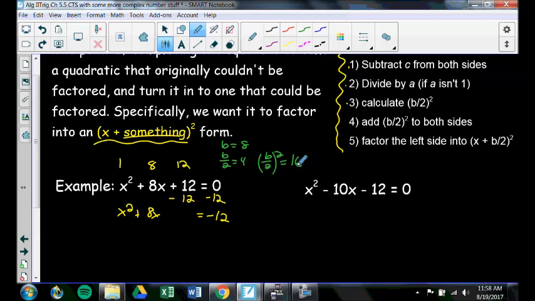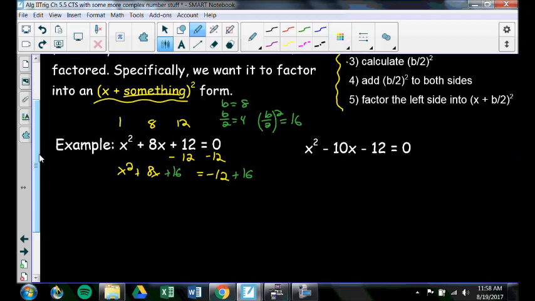Now this b over 2 squared equals 16. This 16 is a really special, useful number in this case. I'm going to add 16 to both sides of the equation. If I add it to both sides, the equation's still true. The left side still equals the right side. Only now the left side has been manipulated in such a way that it's factorable. That's what's so great about that b over 2 squared number.